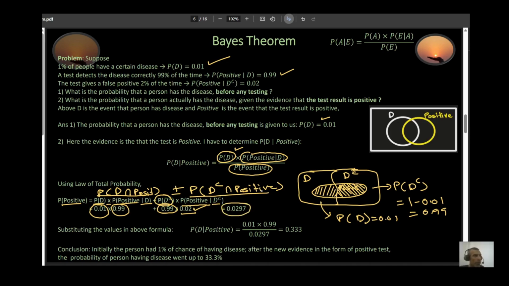Now substitute all these values in your expression right here. Substituting my values, my answer comes out to be 0.333. Conclusion: initially the person had a 1% chance of having the disease before he saw the evidence of the test result. But after he saw the new evidence in the form of the positive test, the probability that a person actually has the disease went up to 33.3%.